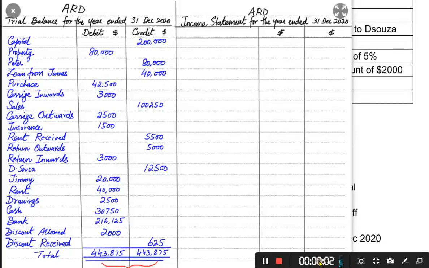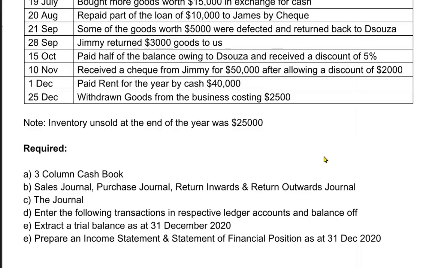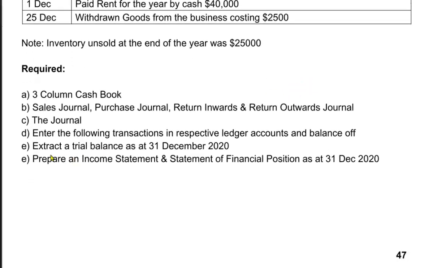All right, my dear students, this is Ahmed Raza Darolia, and we are studying some accounting basics. And we just finished making a trial balance. Now, after trial balance, as you can see in the exercise that we discussed in some previous lessons, we need to prepare an income statement.